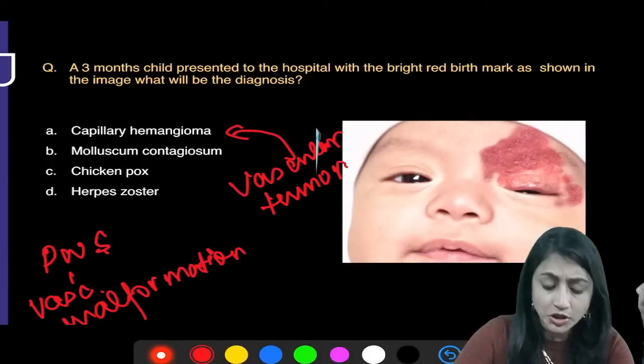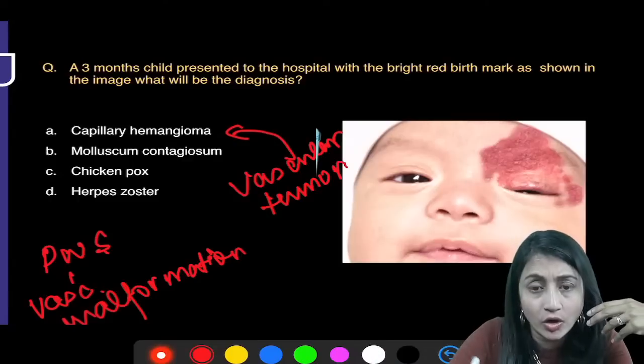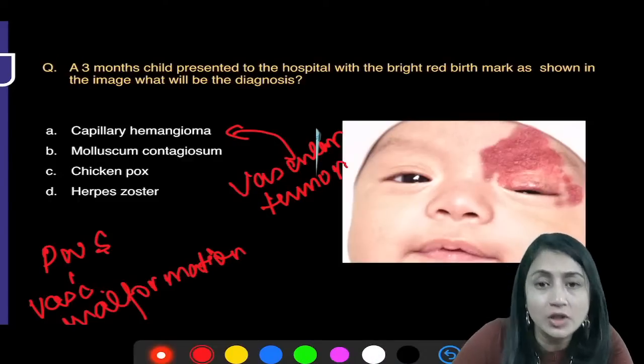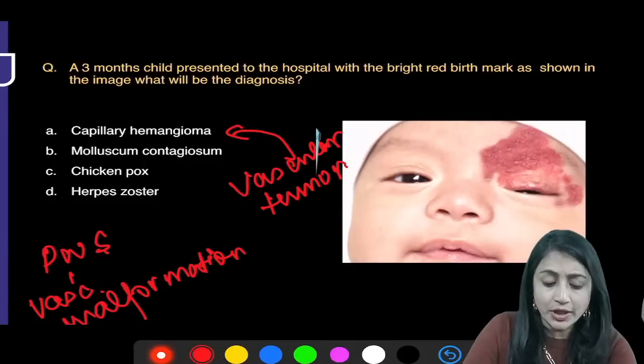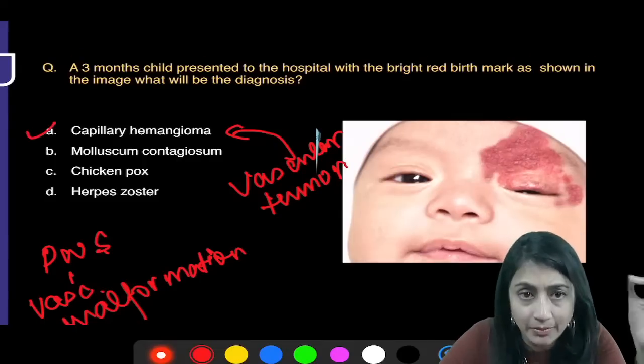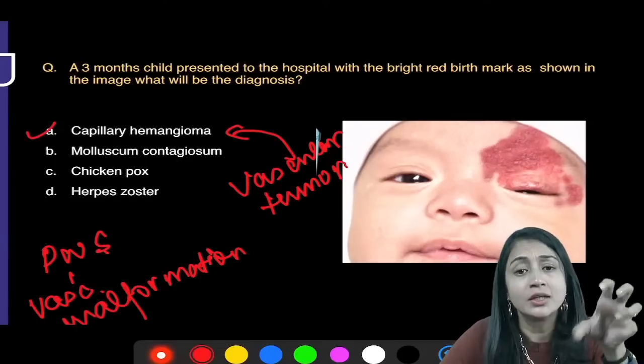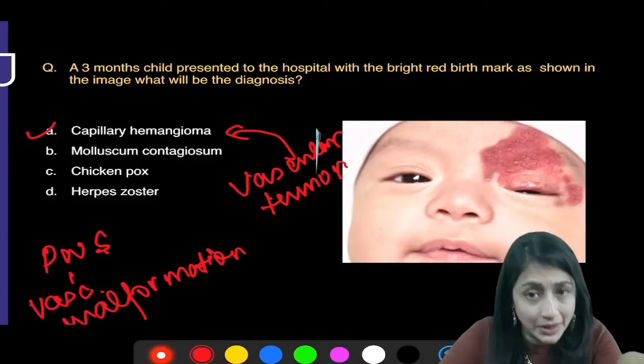Now, how do you differentiate? Whatever options I got, there was no option of vascular malformation here. So straight away my answer goes to capillary hemangioma. But I'm just discussing what would be the closest differential diagnosis which might have confused you.